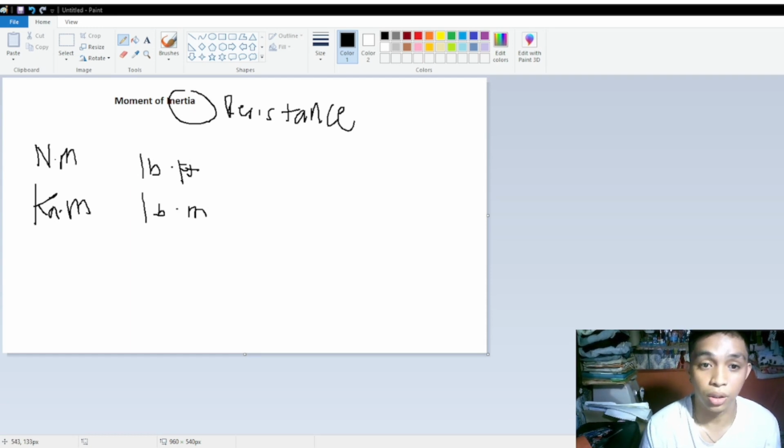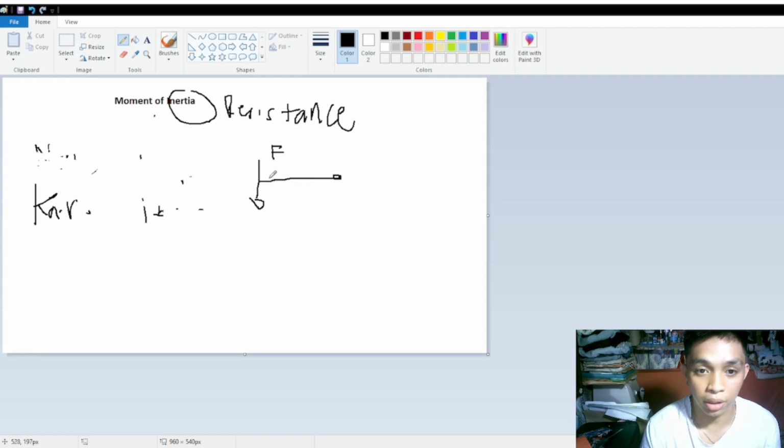So when you have a force here and you want to analyze this point here, that would be your force, and this will be perpendicular to the force right here. So the product of your force and the distance right here, that will be moment.